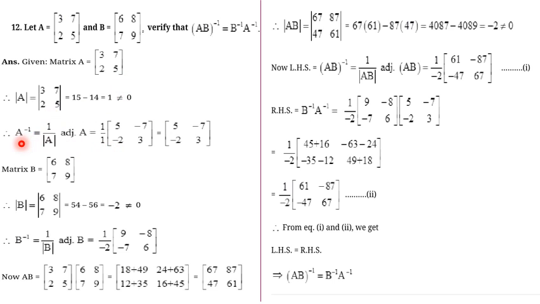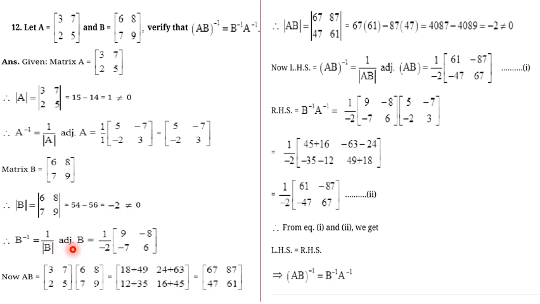So first we see whether A inverse exists. When we take determinant A, 3 into 5 is 15, 7 into 2 is 14, so this is 1, not equal to 0. That means A inverse will exist. And A inverse is 1 upon mod A into adjoint of A. It is simple because it is a 2 by 2 matrix. And then if we take B, we see that its determinant is equal to minus 2, which is not equal to 0, therefore B inverse exists.